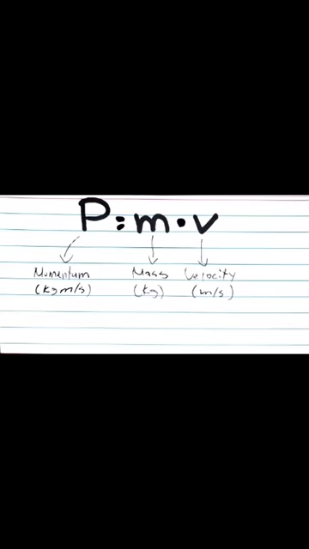Momentum is the product of an object's mass and its velocity. It is a measure of how much motion an object has. The formula is P equals m times v, where P is momentum, m is mass, and v is velocity. An object with more mass or more velocity has more momentum and is harder to stop or change its direction. Their units are kilograms meter per second, kilograms, and meter per second, respectively.